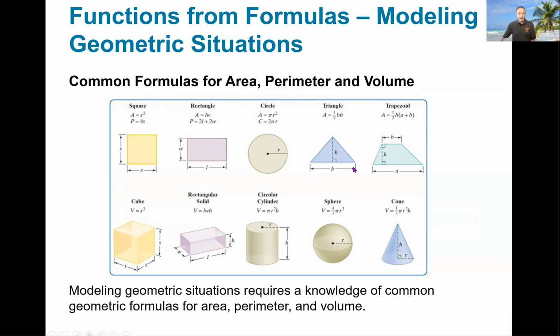If you ask anything about a triangle, it's always going to be in terms of area right now, and it's always 1/2 base times height. We would also need to know the volume formula for a cube, where all the sides are the same, so it's just side times side times side. For a rectangular solid, where the sides are not the same, it's length times width times height. Pretty easy.